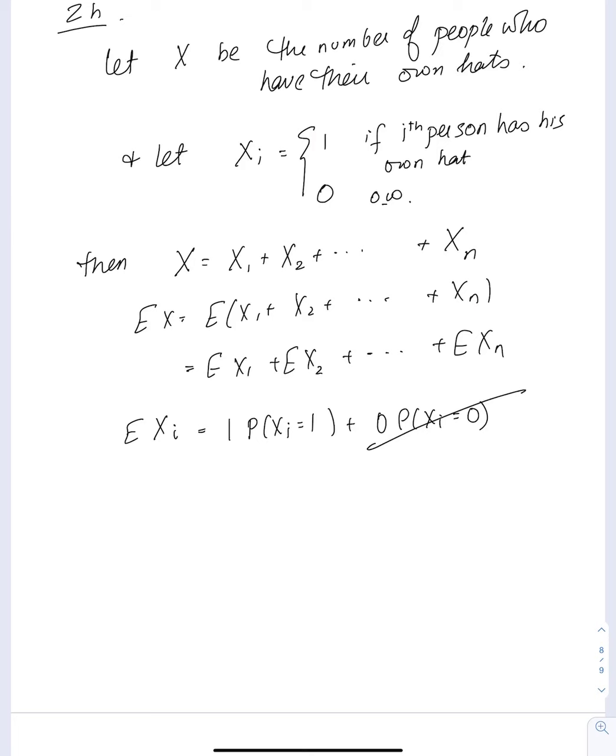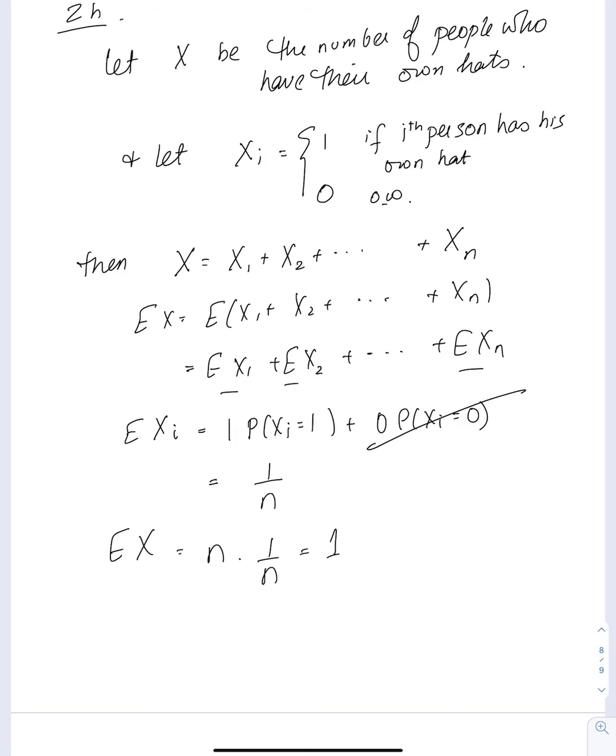Okay, so for any one of the people, what is the probability that he has his own hat? There are n hats, and the probability that any one of them has his own hat will be 1 over n, correct? Just putting that in there, what is the expected value of x? You're adding up 1 over n, n times, so it'll be n times 1 over n, and the answer is 1.